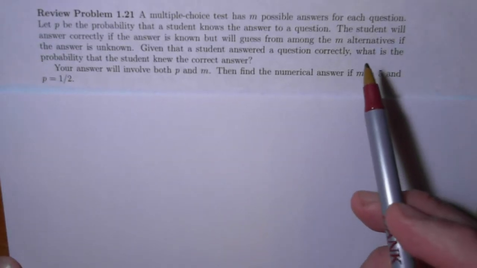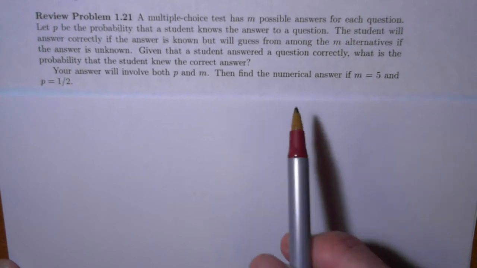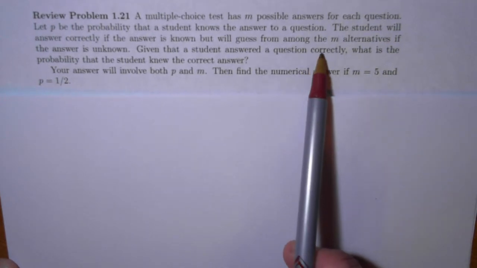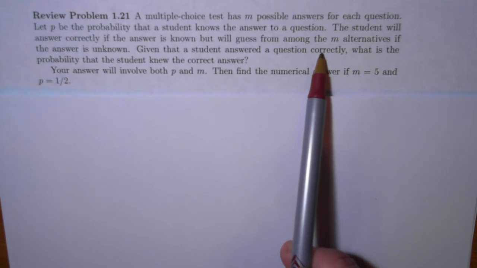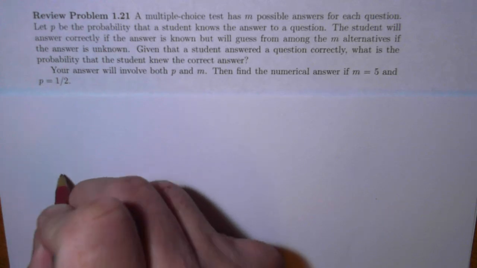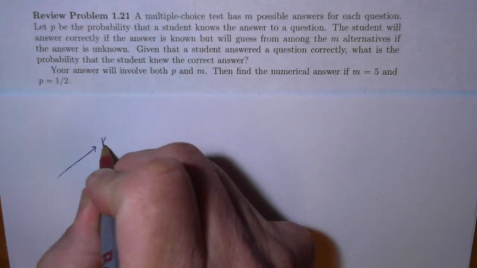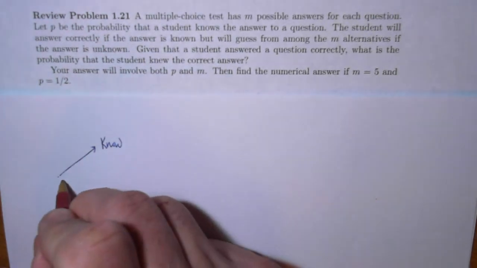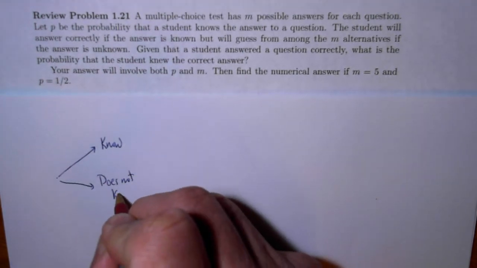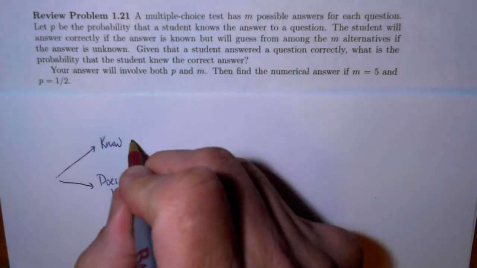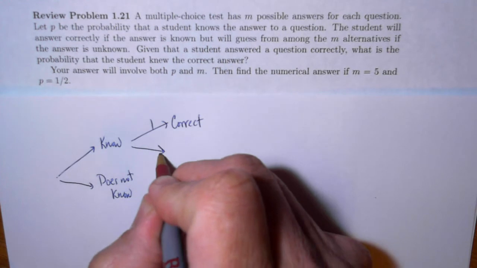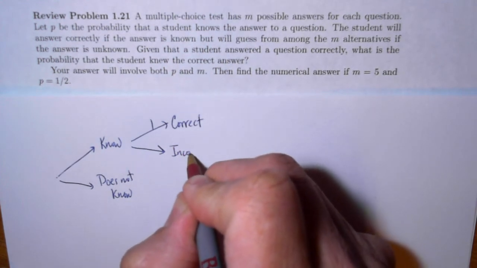Okay, this is a Bayes rule problem concerning if you got the correct answer to a question, what is the chance that you actually knew the correct answer? Okay, so there's two possibilities. You know the correct answer, or you do not know the correct answer. Now, if you know the correct answer, the chance of you getting it correct is 100%, and the chance of getting it incorrect is 0.